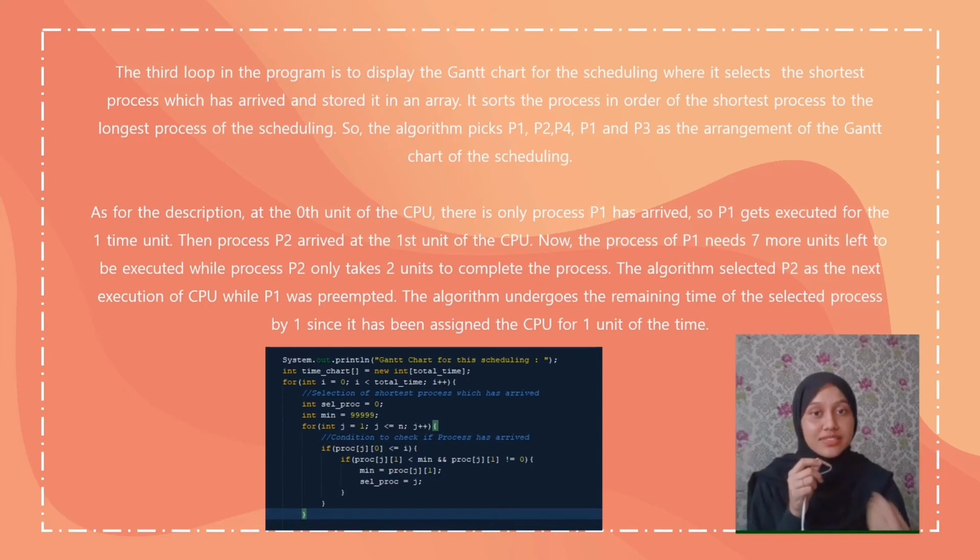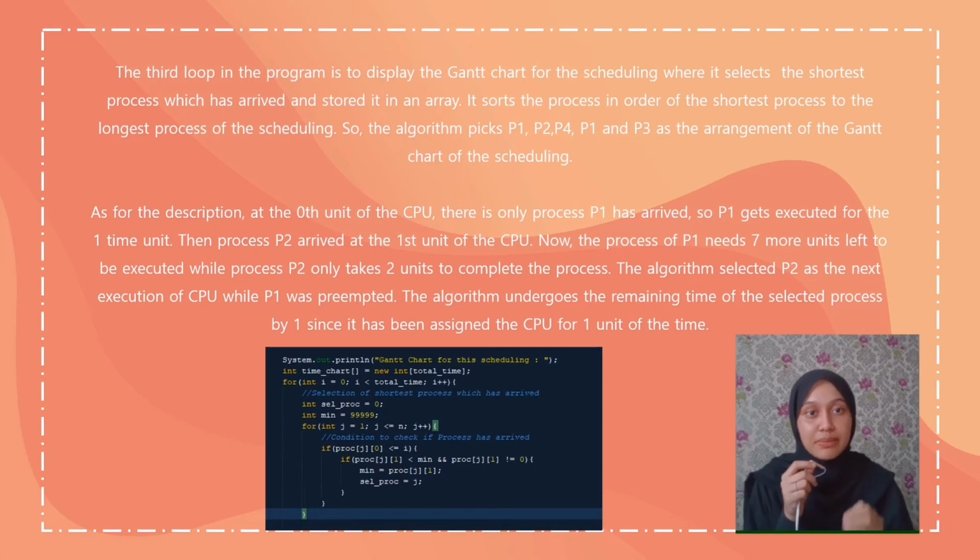As for the description, at the 0 unit of the CPU process, there is only one process that has arrived, which is P1. So P1 gets executed first. And then process P2 has arrived at the first unit of the CPU process. Now, the process P1 still needs 7 more units to be executed, while process P2 only needs 4 units for its execution. That's why the algorithm chooses P2 for the next execution.